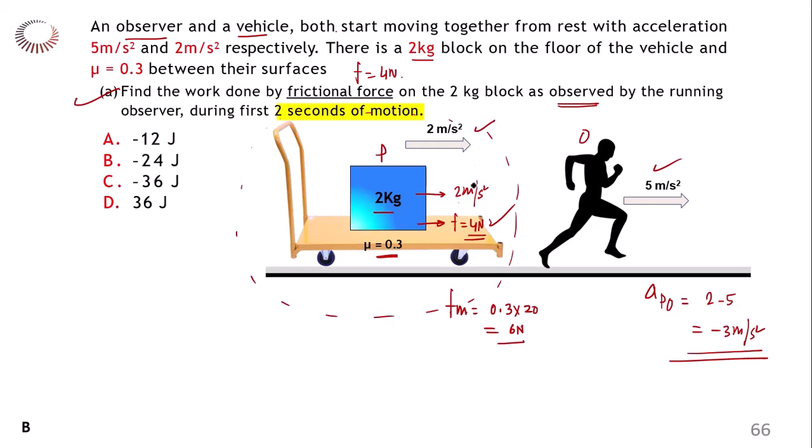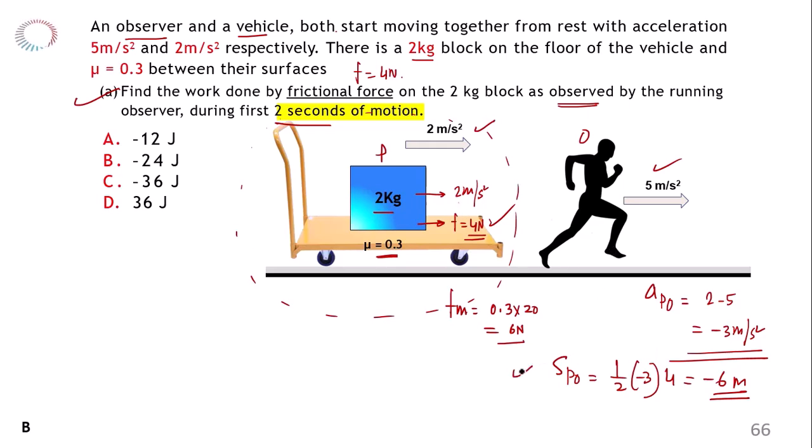So with that acceleration, what is the displacement in 2 seconds? The displacement of the particle P with respect to the observer should be equal to half a t square, half into minus 3 into t square. T square means how much? You have to wait for how long? 2 seconds. So that means minus 6 meter. Got it? So minus 6 meter is the displacement as seen by the observer.